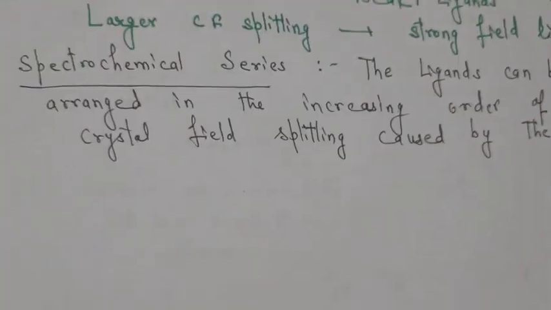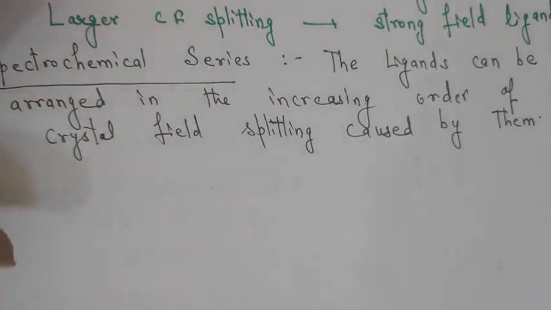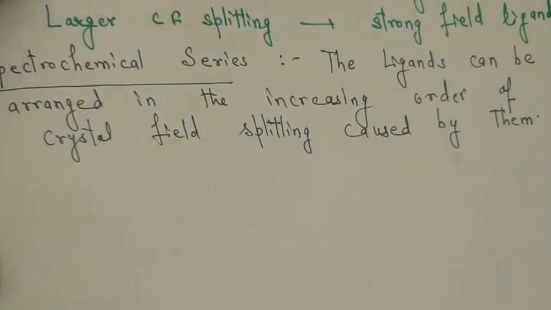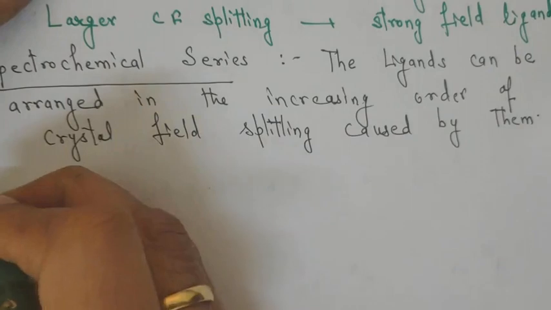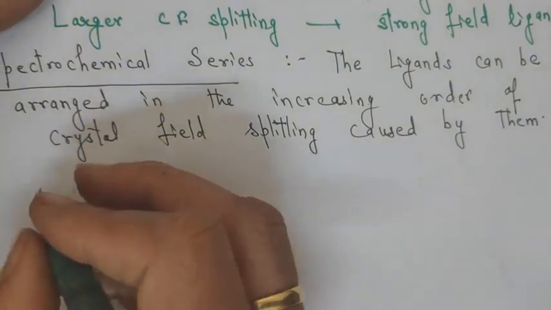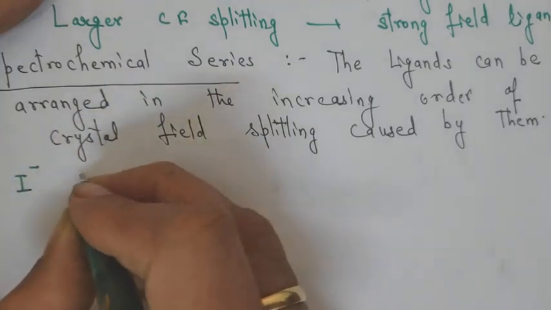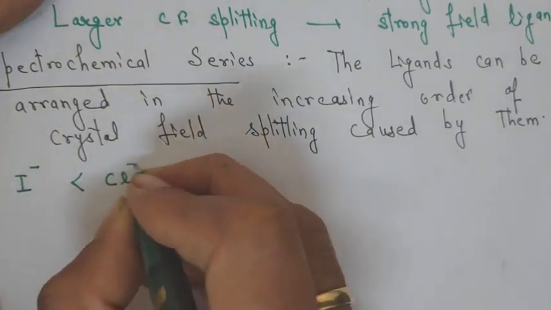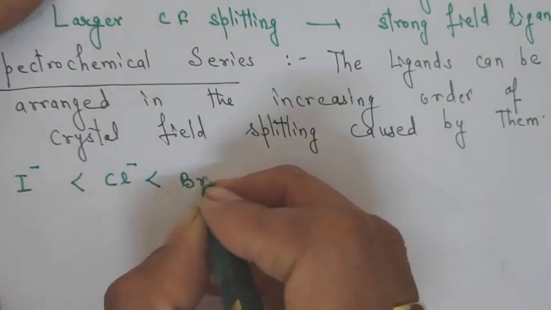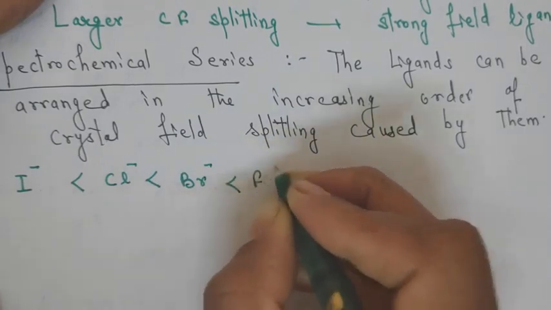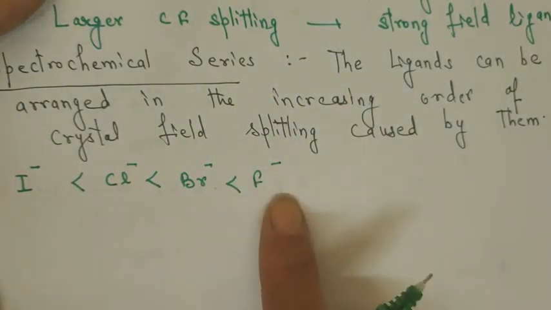This series of ligands is known as the spectrochemical series. So you have to remember the spectrochemical series. This is not difficult. First come the ligands which cause the smallest crystal field splitting. These are the halogens: I negative is less than Cl negative, less than Br negative, less than F negative. So here come the halide ions.